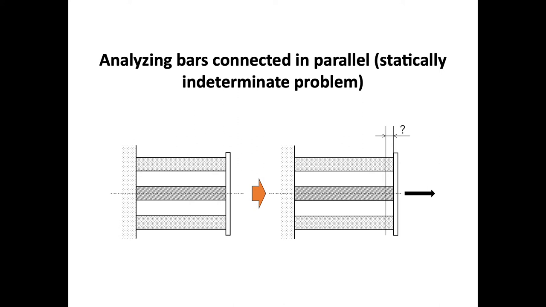A typical problem in material dynamics, the deformation of bars connected in parallel, is similar to the problem of springs connected in parallel. This problem is also a statically indeterminate problem. We are now challenging this example. The problem is to find the elongation of three bars, which are in tension, connected in parallel.